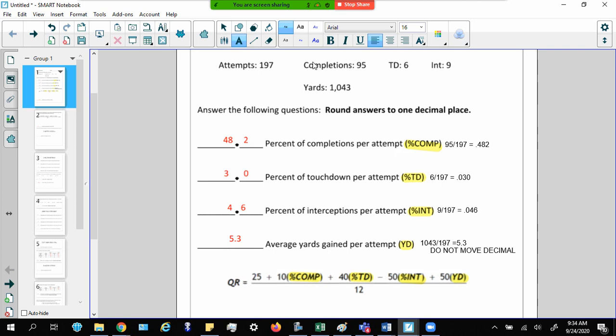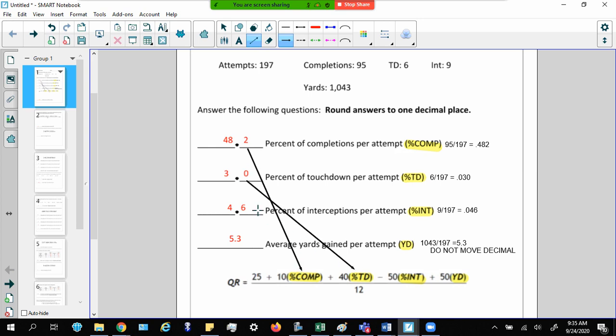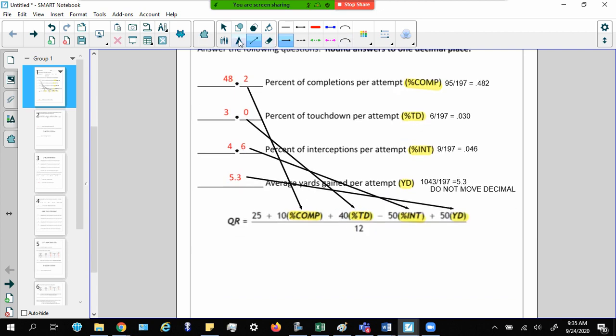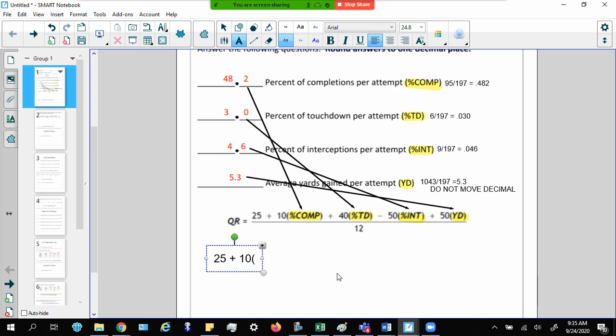Now, once you get all this information, all you're doing is plugging it into the appropriate spots. So 42.6 will go here, 3.0 will go there, 4.6 will go there, and lastly 5.3 will go there. In your graphing calculator or scientific calculator, when you type all this information in, it's going to be really, really easy. We're going to start off with 25, because that's what the formula starts off with, then 10 times 48.2, close parenthesis. Notice all I'm doing is literally typing in the formula as it is written.